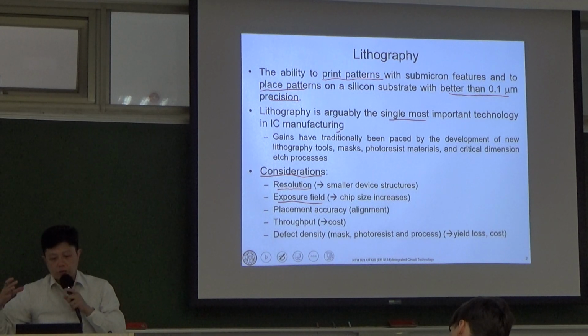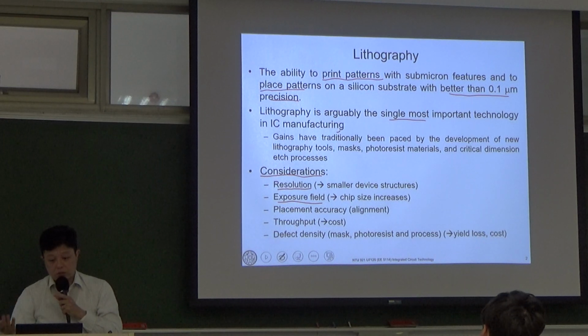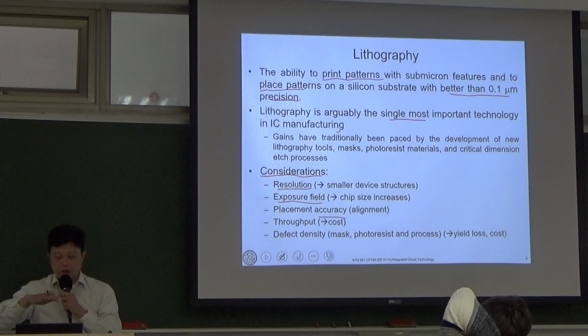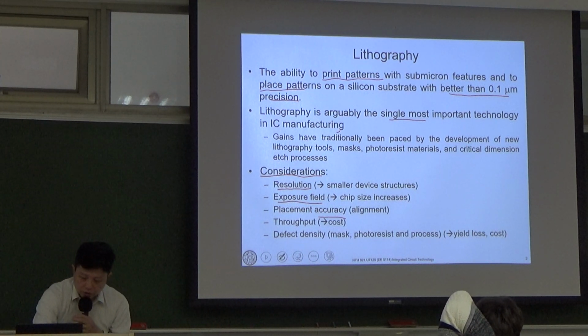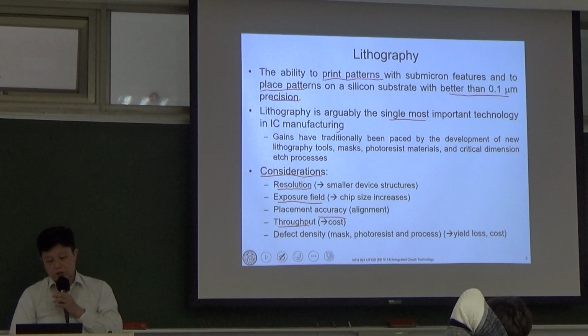So the area or the field that you can expose at one time will affect your throughput. So you want to increase your exposure field. And also the alignment, the accuracy between this mask and the next mask, placement accuracy is very important. And also the economy issues, the throughput. Like for example, E-beam lithography has the issue of throughput. Although it can give you a very precise, very small feature size, the throughput is the issue.